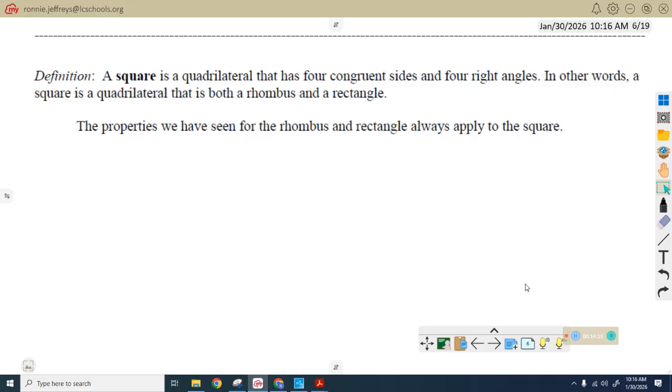Alright, so this is actually where we're going to stop the lesson. They're going to work on the practice problems later on.